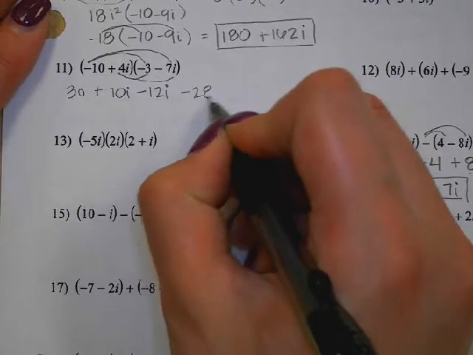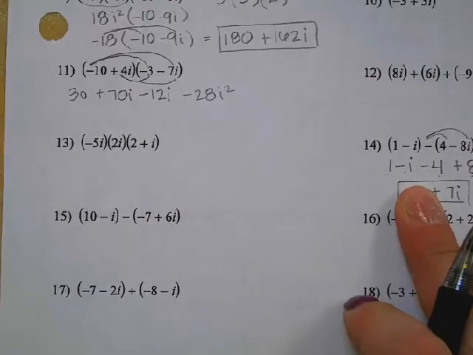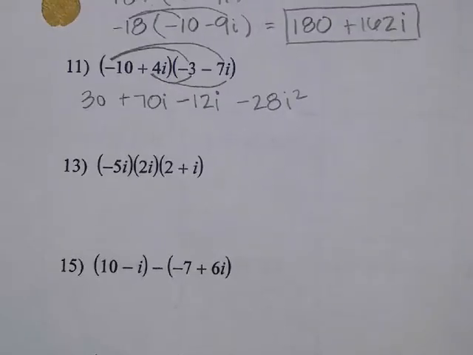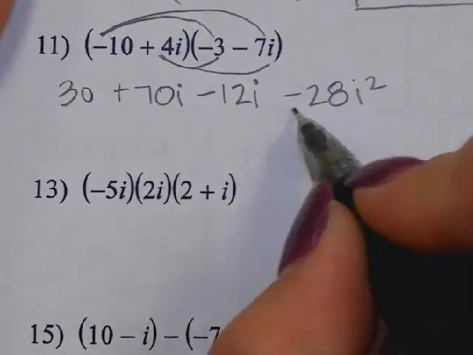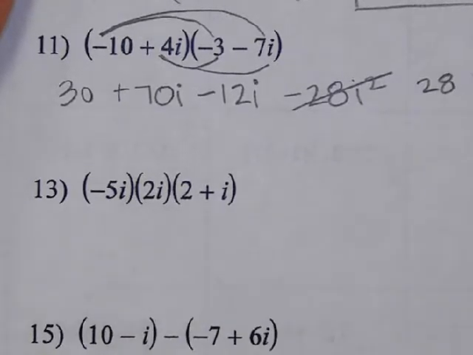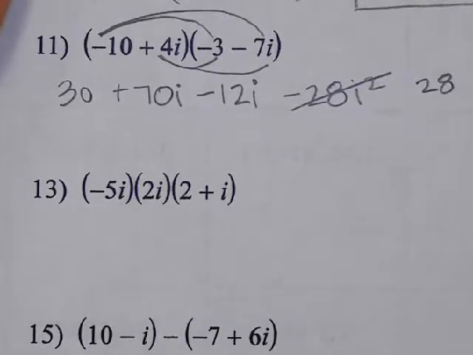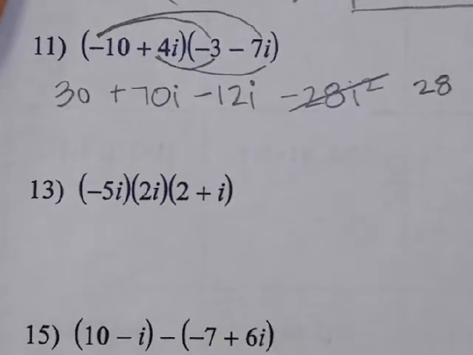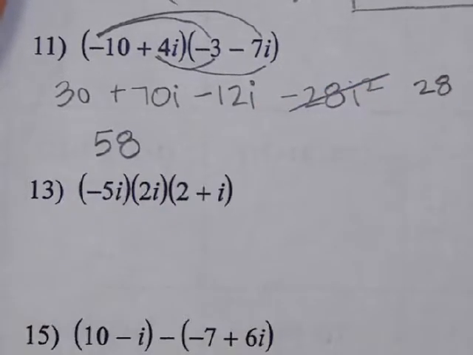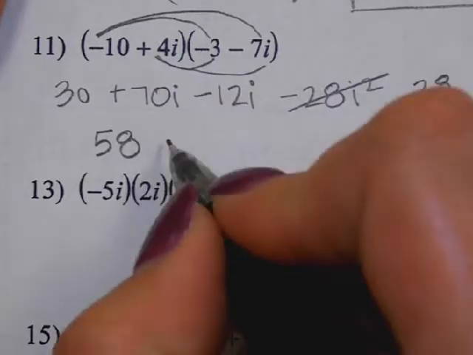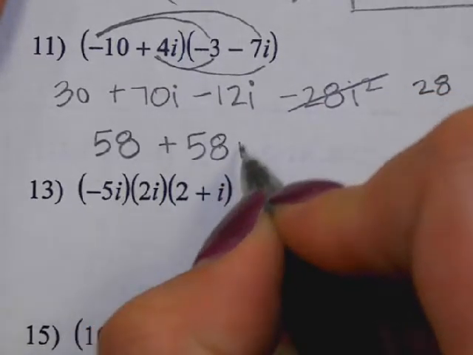negative 28i squared. And so negative 28i squared is really a negative 28 times a negative 1. So that's really a positive 28. Now we're going to combine like terms. We have a real number of 30 and a real number of 28, so we have 58. And then we have an imaginary 70 and an imaginary negative 12. Plus 58i.